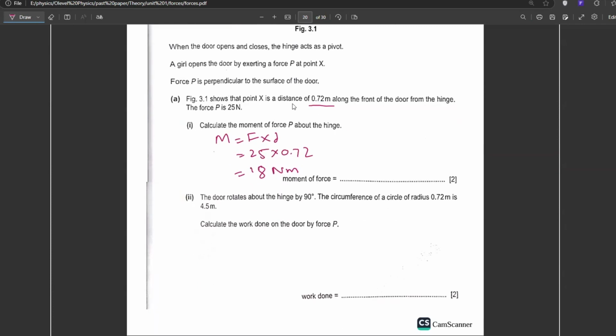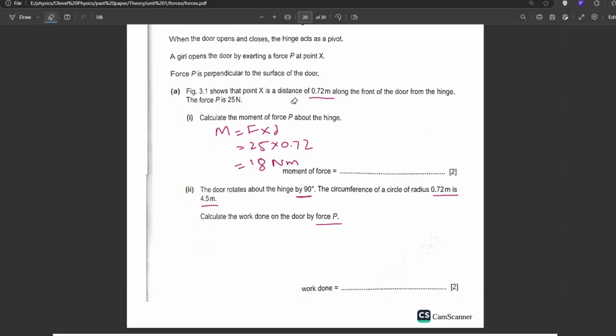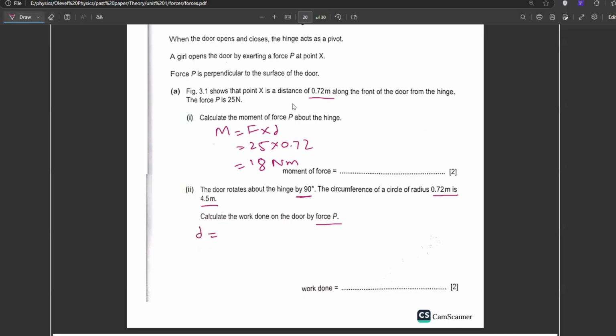The door rotates about the hinge by 90 degrees. The circumference of a circle of radius 0.72 meters is this. Calculate the work done by force P. So basically, the door is rotating by how much? By a quarter of a circle. So we can take the quarter of the circumference, 4.5 divided by 4. Why? Because the door is only rotating by 90 degrees.